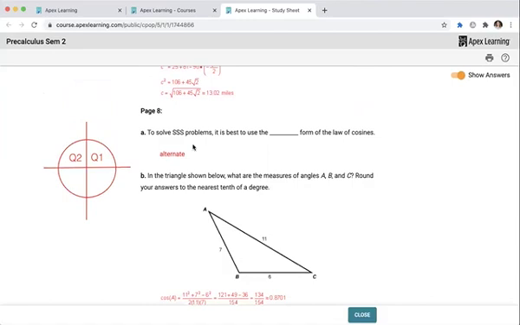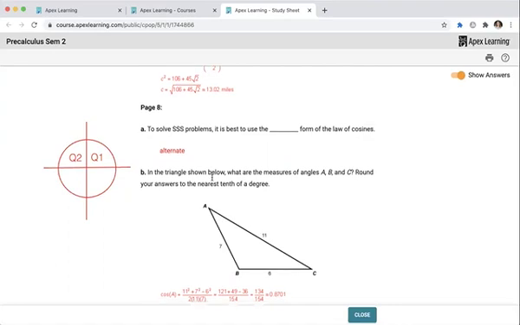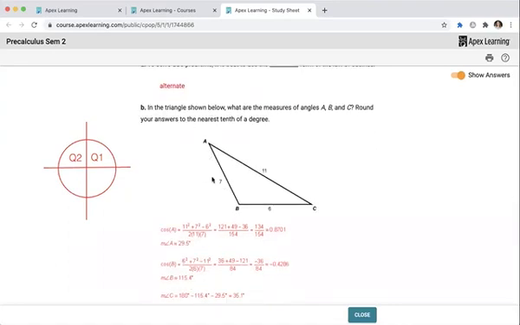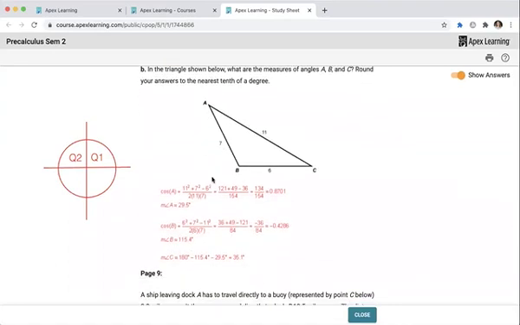Then for the angle problems, you're going to use the alternate form of the law of cosines when you're solving those, so keep that in mind. And then, of course, remember that your 3 angles equal 180. So once you get 2 of your angles, all you have to do is take 180 minus both of them, and you can get your final angle out.